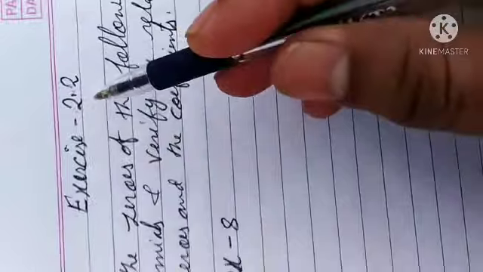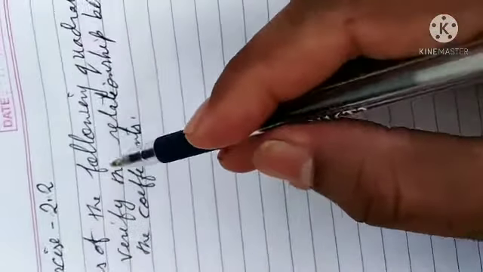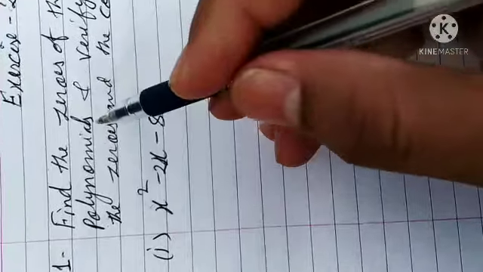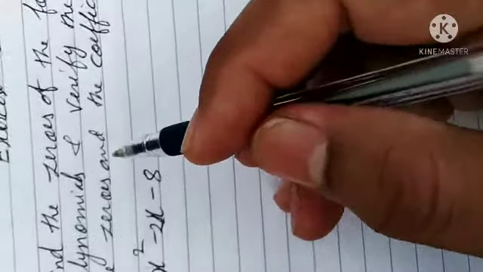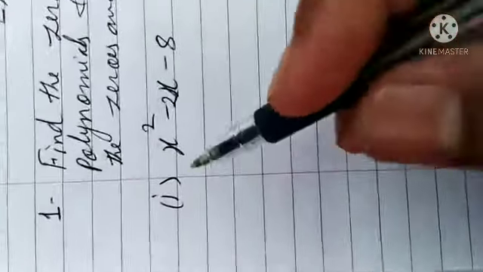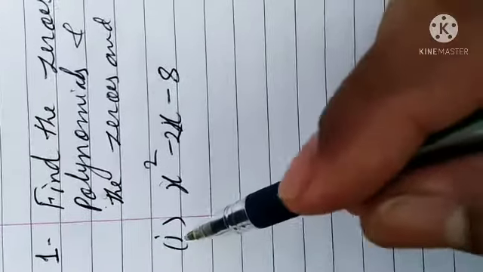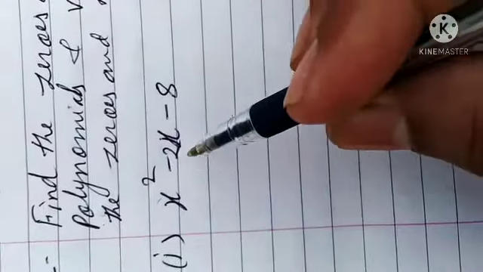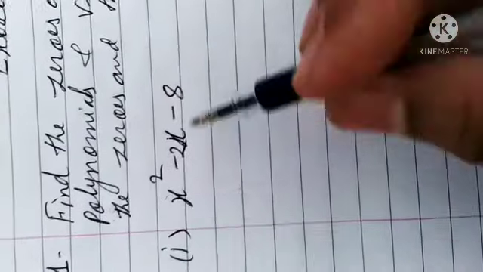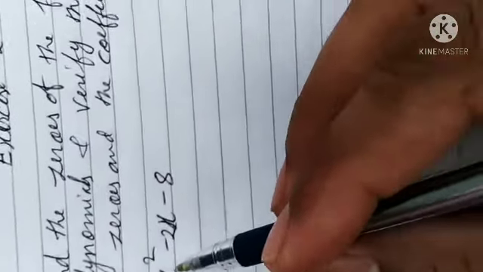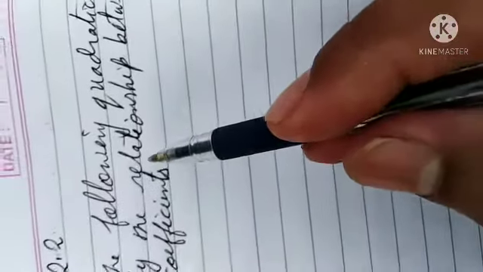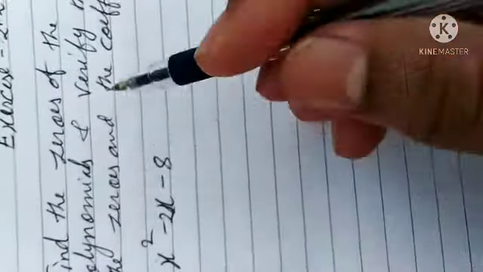Now exercise 2.2. Find the zeros of the following quadratic polynomials and verify the relationship between the zeros and the coefficients. So this question is very easy. See, the first part I am doing for you. x square minus 2x minus 8. This is the given polynomial. We have to find both zeros, as it is a quadratic polynomial. So we have to find the zeros of this polynomial, and then verify the relationship between the zeros and coefficients of the polynomial.